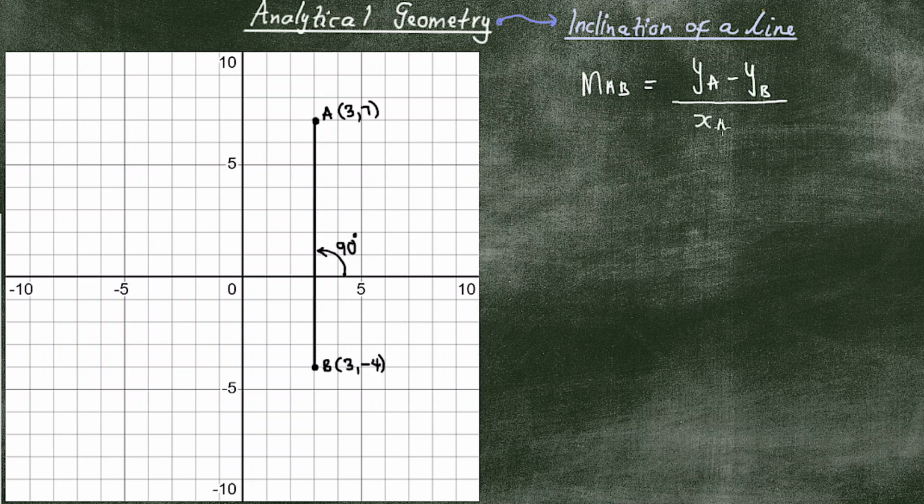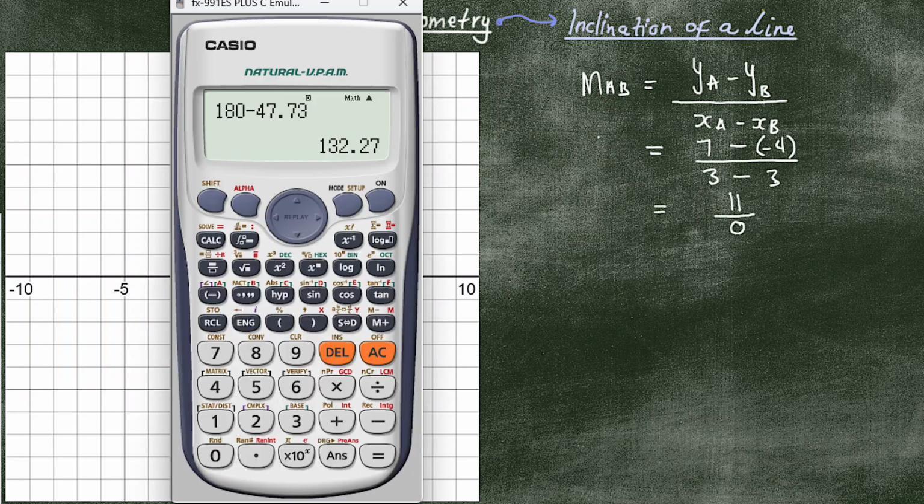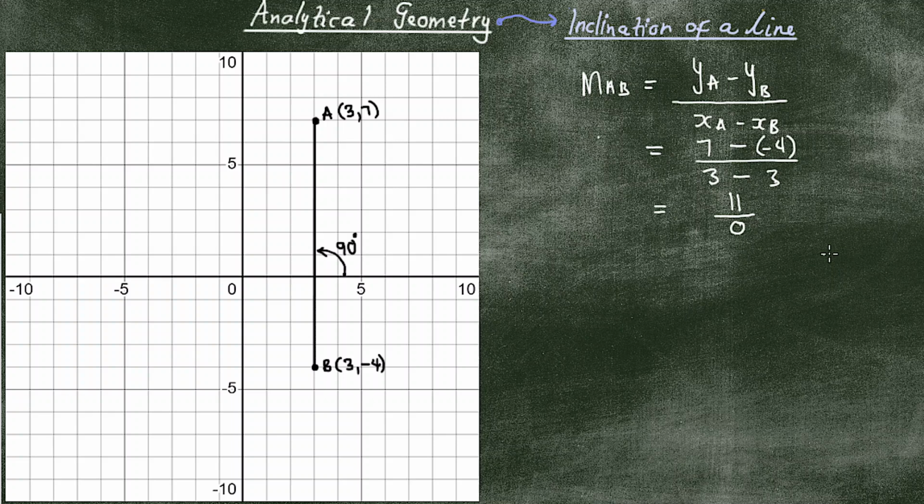And then XA, XB. What is YA? 7, yeah? YA 7 minus YB negative 4. XA is 3, XB is 3. This is where the danger is. On the numerator, I'm obviously going to get a positive 11 over 3 minus 3, that's 0. Hey. What does it do? Look. It is a math error. Yeah, it is a math error.